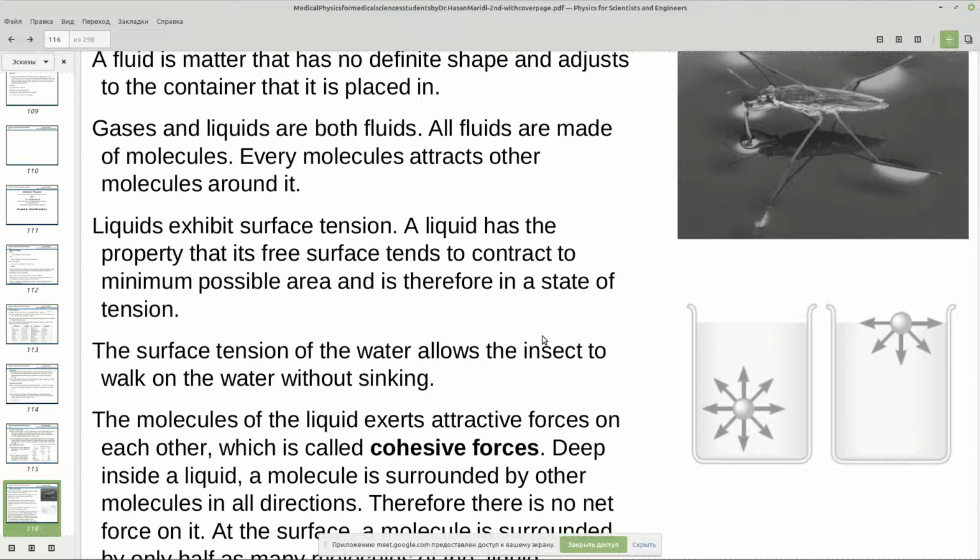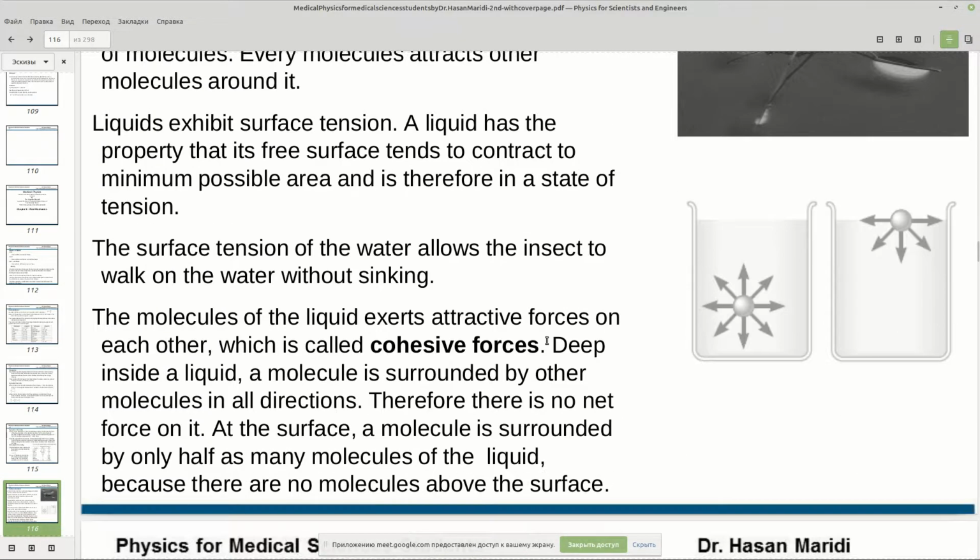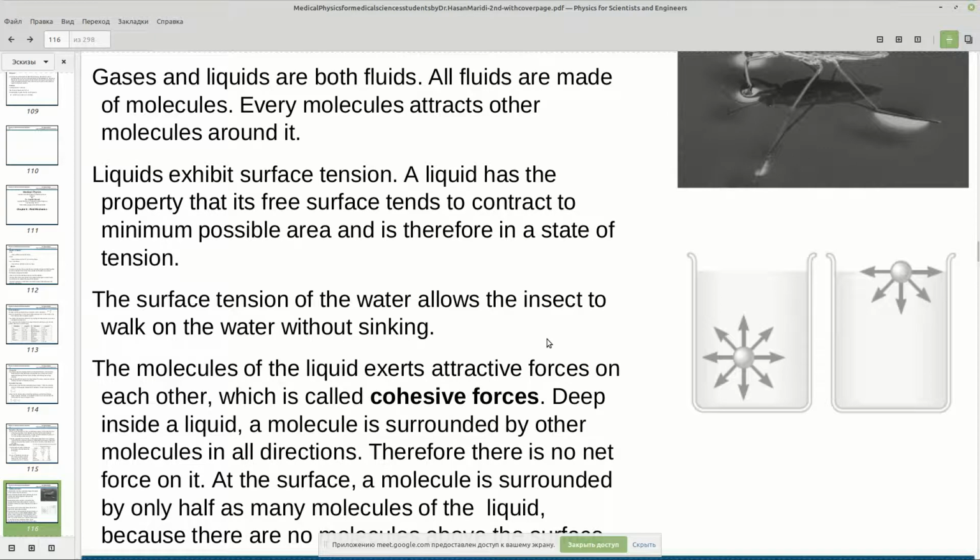The surface tension of water allows an insect to walk on the water without sinking. The molecules of the liquid exert attractive forces on each other, which are called cohesive forces. Deep inside a liquid, a molecule is surrounded by other molecules in all directions.